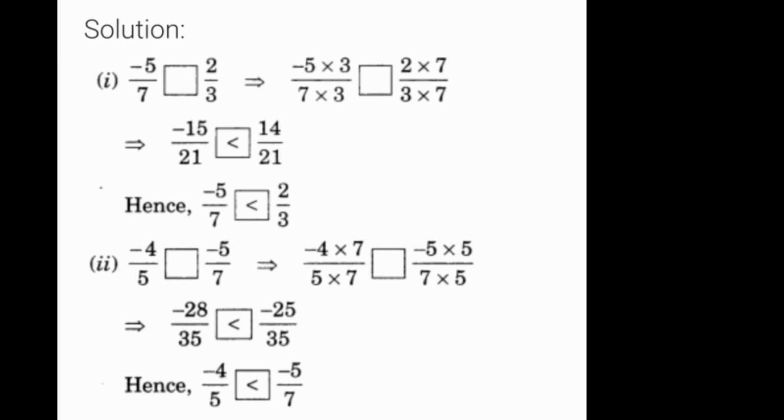Consider the second part of the question, negative 4 by 5 and negative 5 by 7. So now make the denominators same. The first rational number can be multiplied with 7 and the second with 5. So you get negative 28 by 35 and negative 25 by 35. Now we know that negative 25 by 35 is nearer to 0. So negative 25 by 35 will be bigger than negative 28 by 35, because 25 by 35 is nearer to 0 than 28 by 35.